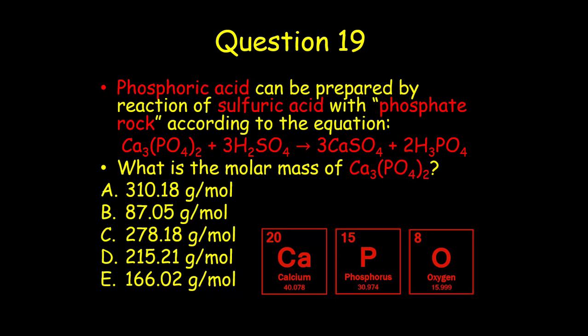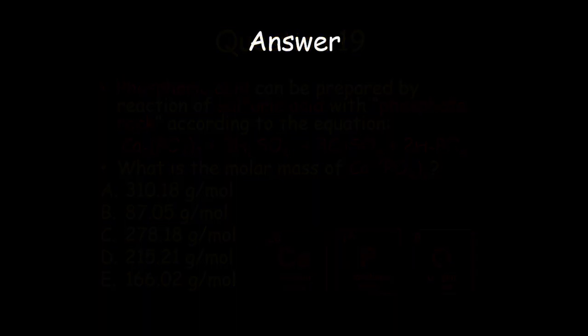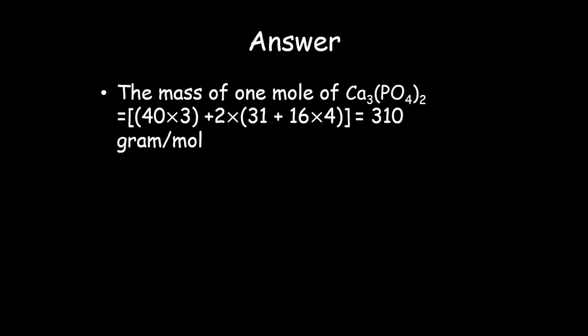So the choices: 310.18 gram per mole, 87.05 gram per mole, 278.18 gram per mole, 215.21 gram per mole, and 166.02 gram per mole. The answer: the mass of 1 mole of Ca3(PO4)2 equals 14 times 2 plus 2 times 31 plus 16 times 4. The answer equals 310 gram per mole, so the closest answer is A.